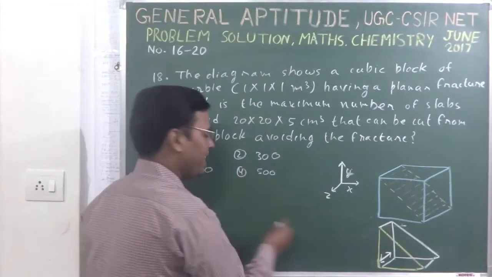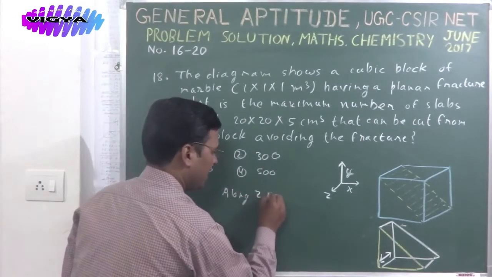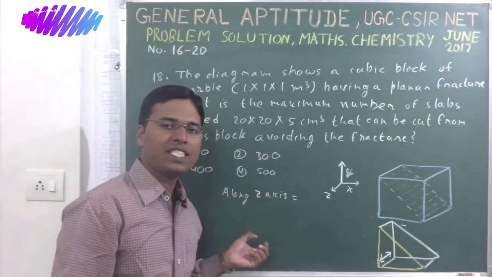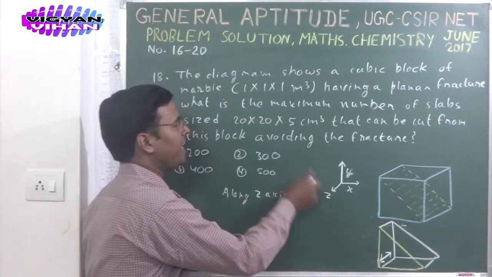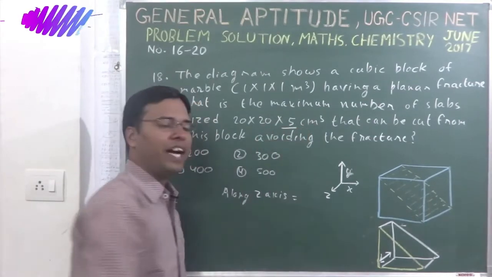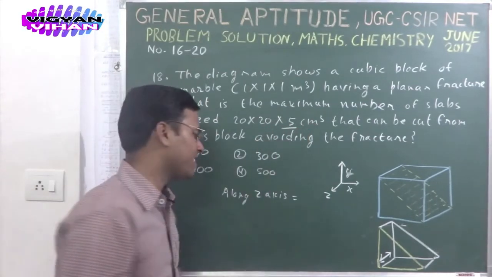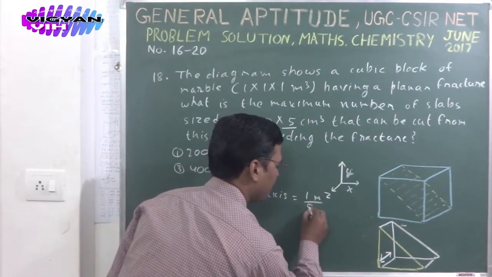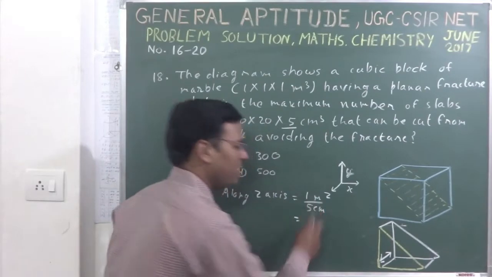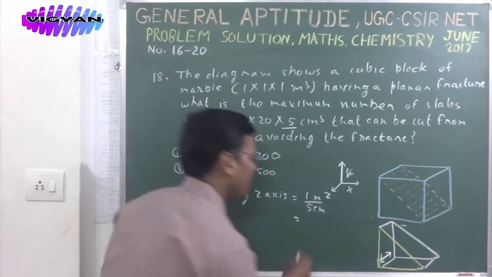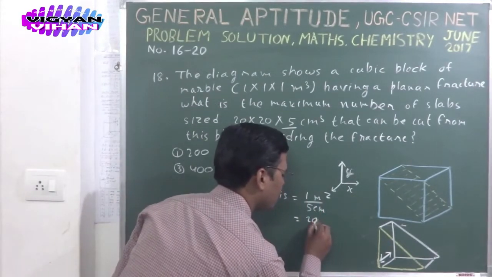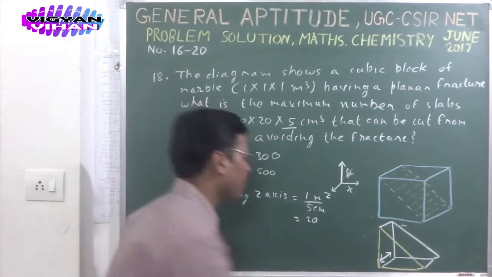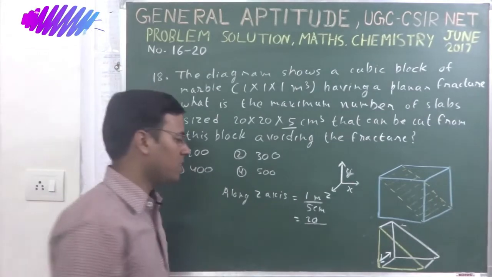So when dividing along the z-axis, the number of slabs which can be cut parallel to the z-axis with the length of 5 centimeter along the z-axis would be 1 meter divided by 5 centimeter. The 1 meter quantity is equal to 100 centimeter, so it will give you the value 20. Now this is the first part of our solution.